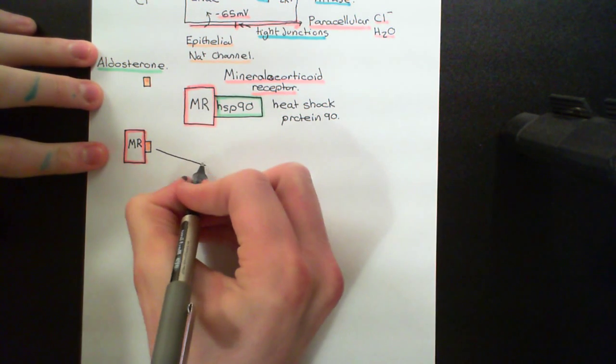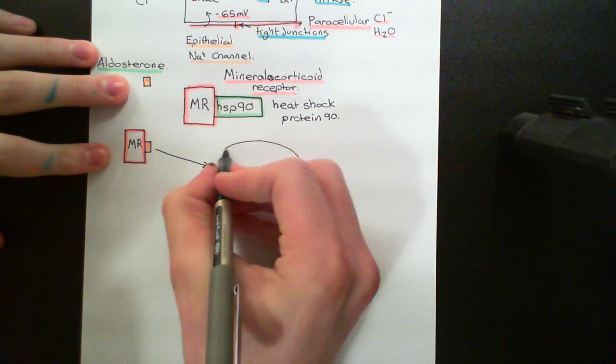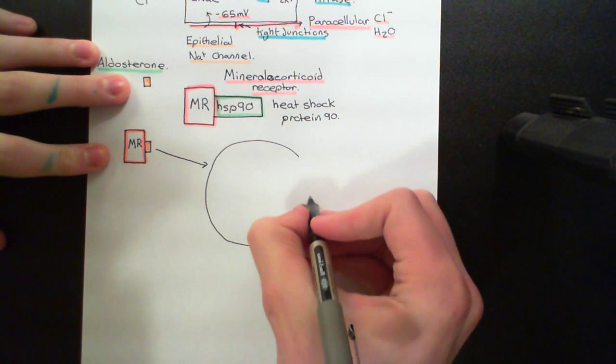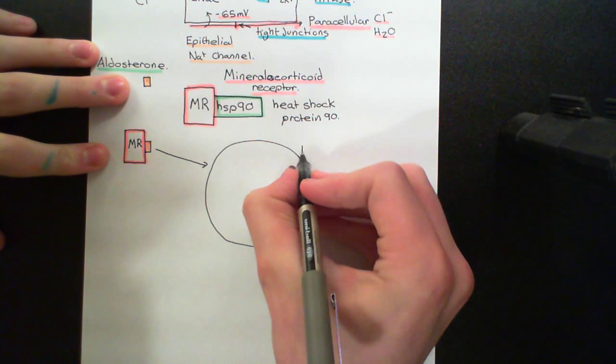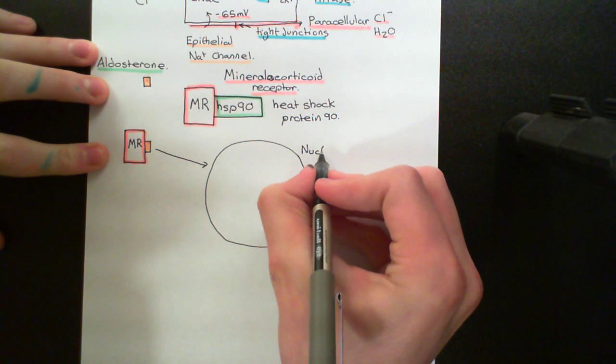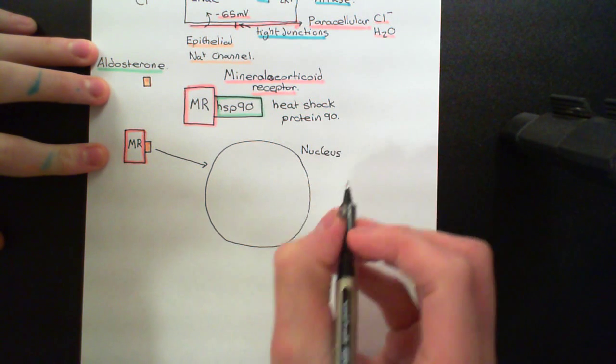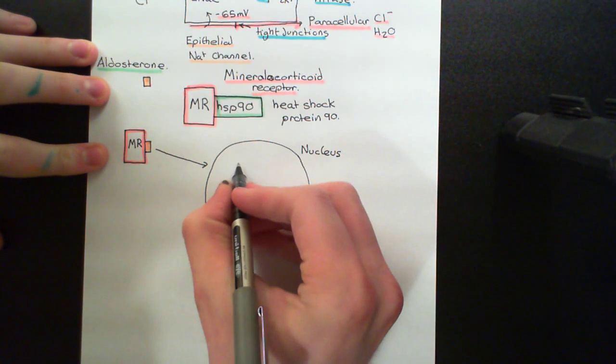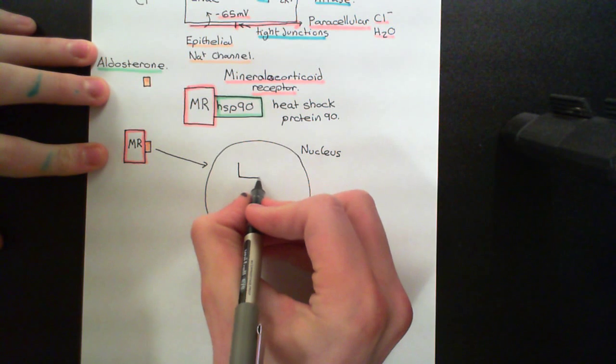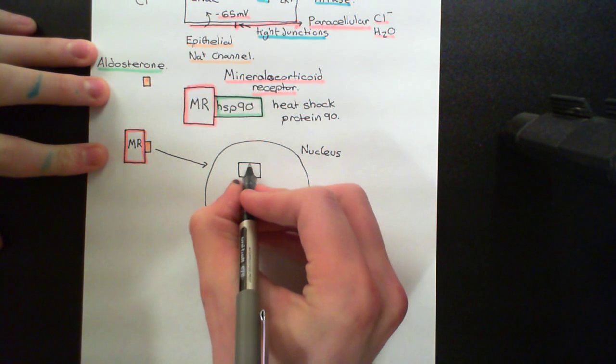So let me draw this here. So now it moves from the cytoplasm into the nucleus here. And when it gets into the nucleus, it's going to dimerize with other mineralocorticoid receptors that have also bound to aldosterone. So now what's going to happen is homodimerization.